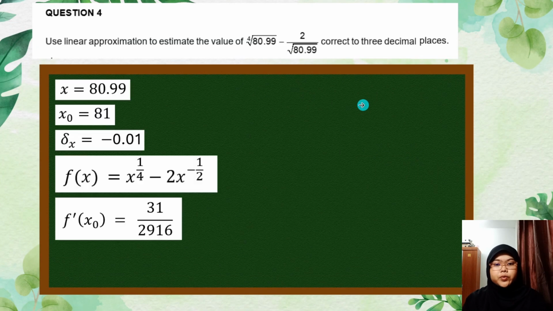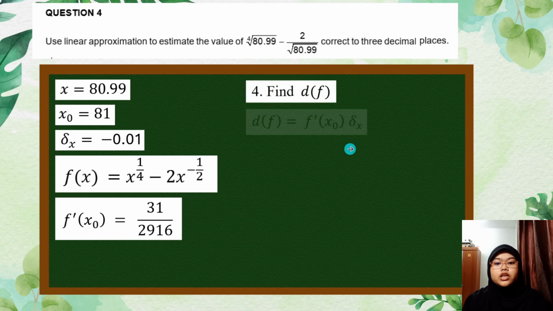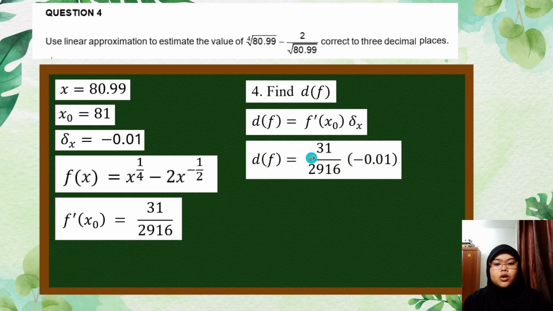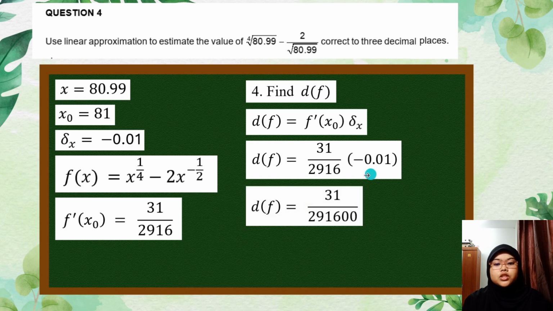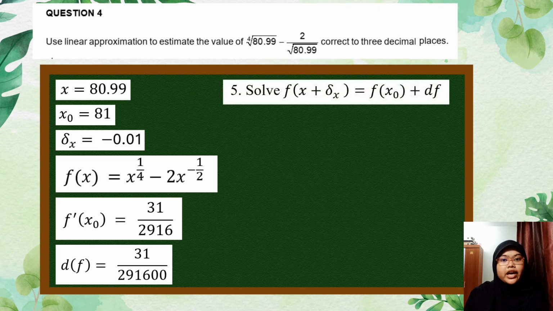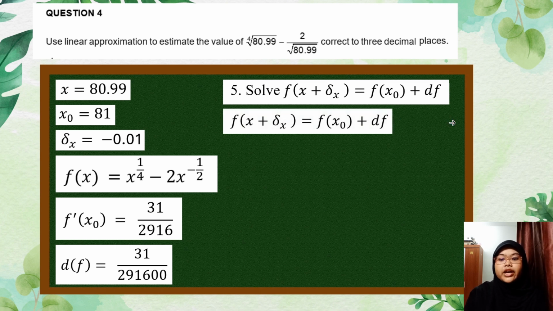So we put the value that we get earlier and proceed with the fourth step, which is find df. df equals f prime x naught times delta x. So df equals 31 over 2916 times negative 0.01. So df equals negative 31 over 291600. So again, we're going to put the value in the left side and proceed with the last step, which is to solve f in bracket x naught plus delta x equals f(x naught) plus df.